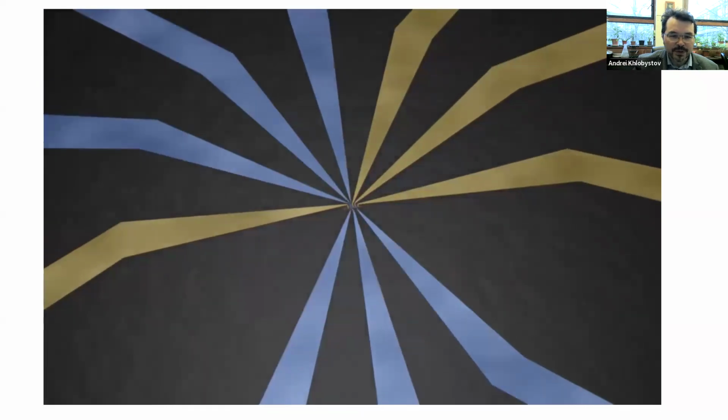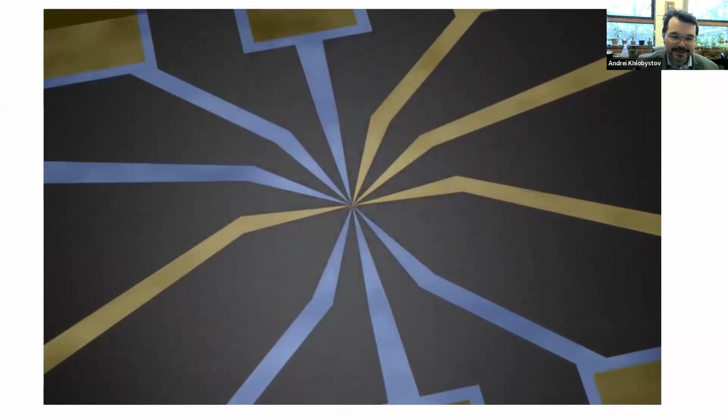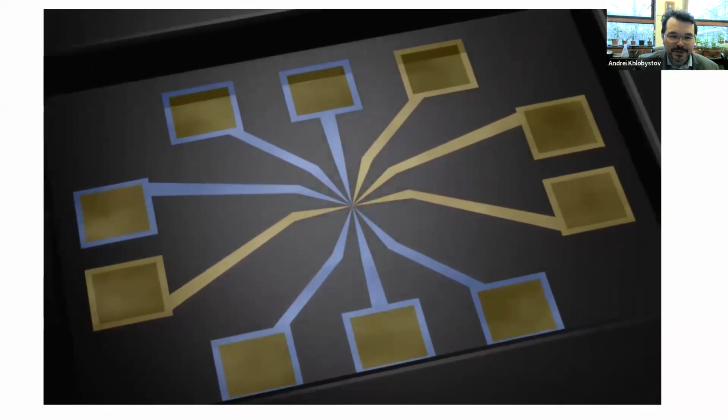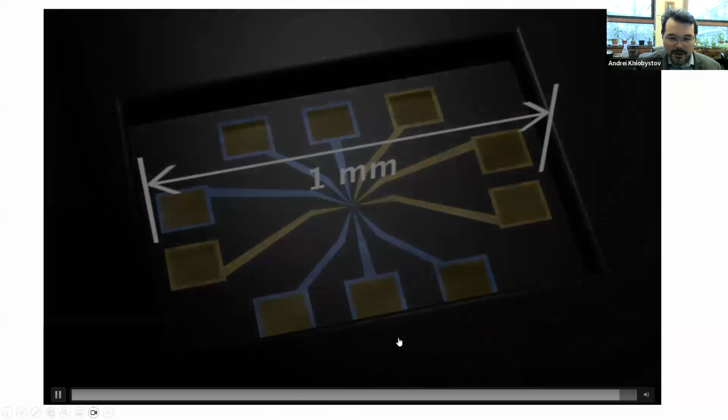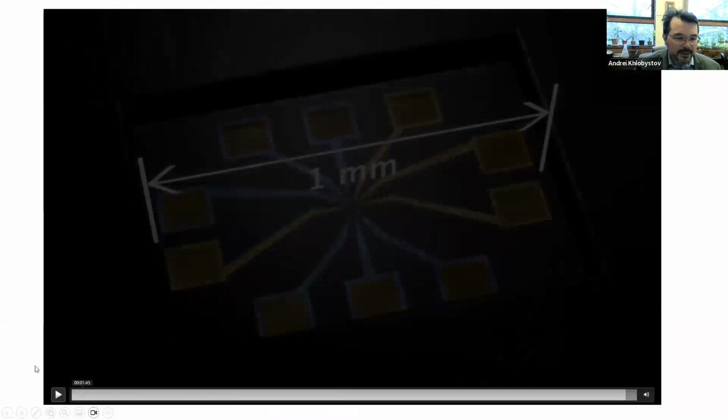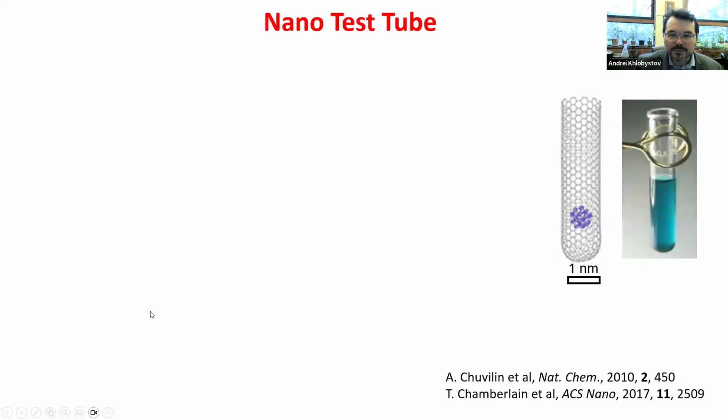And that just gives you appreciation how small things are at the molecular level. So this is all drawn to scale. It's 1 millimeter. Okay, so carbon nanotube, in fact, is in the Guinness Book of World Records as the world's tiniest test tube. So if you have an issue for 2005, you can find the record there.